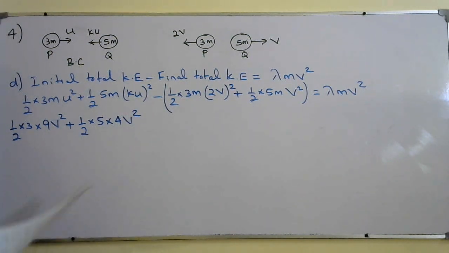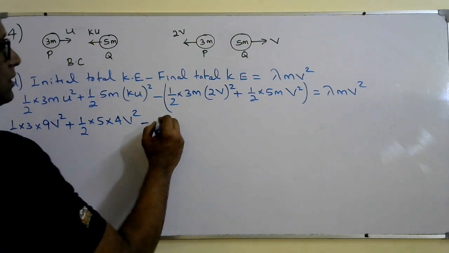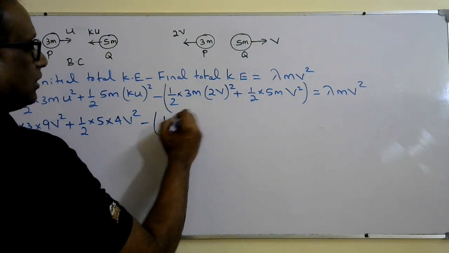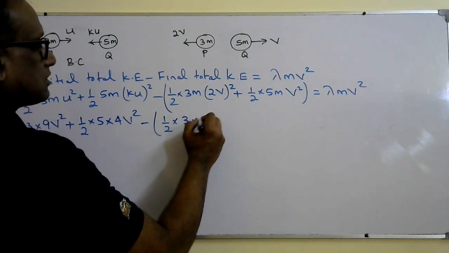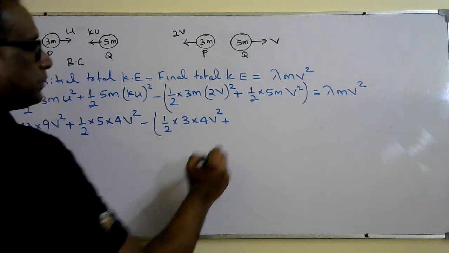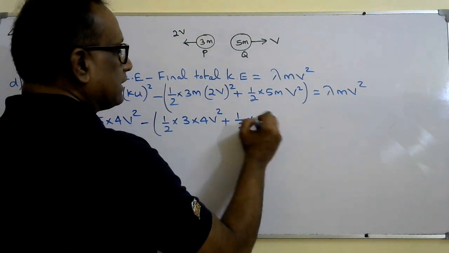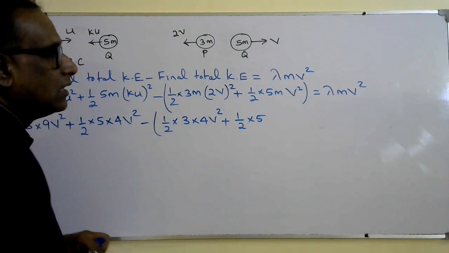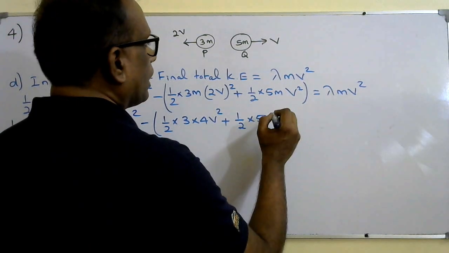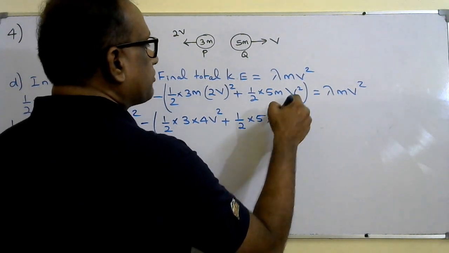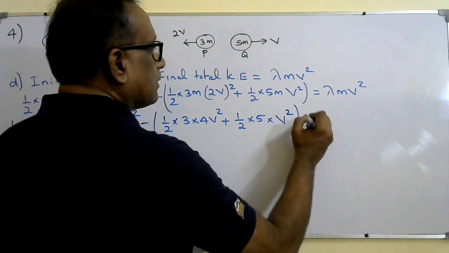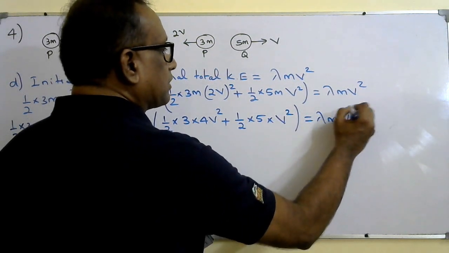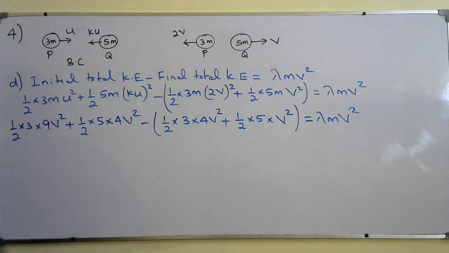That will be 4v squared minus half times 3 times 4v squared plus half times 5 times v squared equal lambda m v squared. Check it carefully. Lot of things are there. Chance to make careless mistakes.